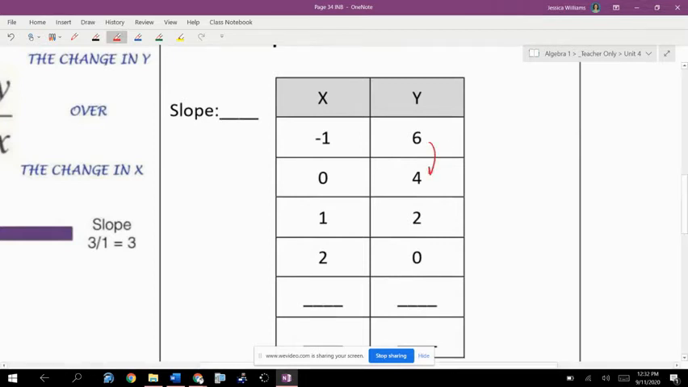How do I get from 6 to 4? I subtract 2. I better do it again to make sure I'm right. How do I get from 4 to 2? Oh, good, I subtract 2. So my change in y is -2.